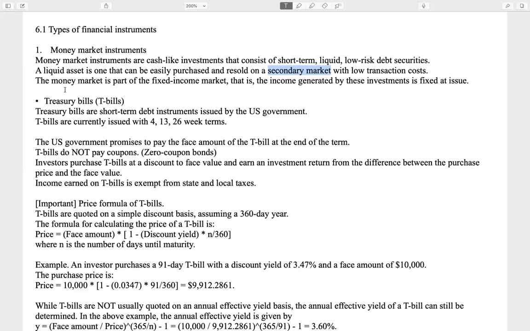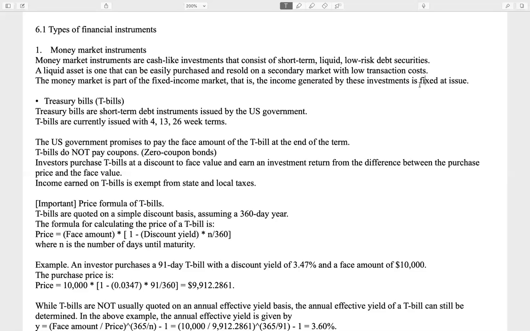The money market is part of the fixed income market. We call it fixed income because the income generated by these instruments is fixed. So let's say we buy a coupon bond that gives us 5%. If you buy it, let's say with $1,000, each year you will get $50 as coupon, right? It's fixed. So that's why it's called the fixed income market. Among all the money market instruments, arguably the most important one is the Treasury Bills.